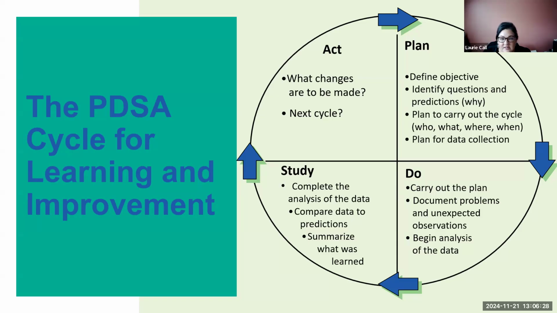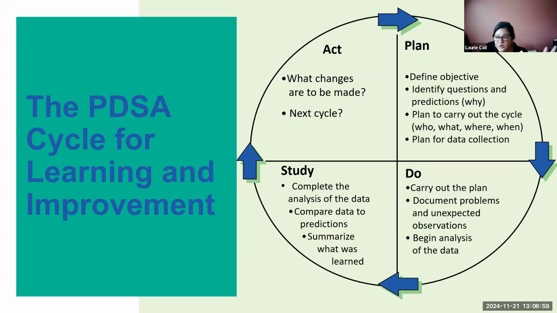So I just want to emphasize that. In the Plan, Do, Study, Act, it's plan. This is where we're defining what we are trying to accomplish, that aim statement. We're identifying questions to really understand and be able to make predictions. So if we do this, then this will happen. We're making that kind of prediction in that planning stage. We're planning to carry out a cycle. So we're really creating a plan for the whole thing, for the Plan, Do, Study, Act.